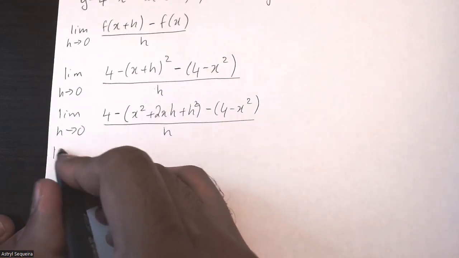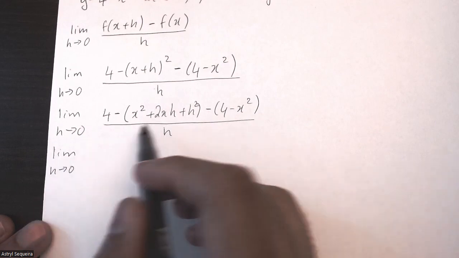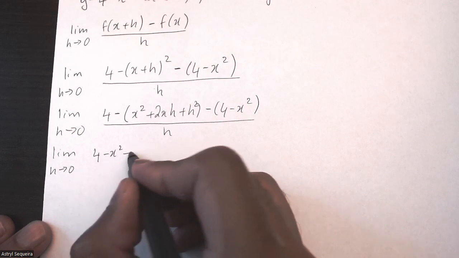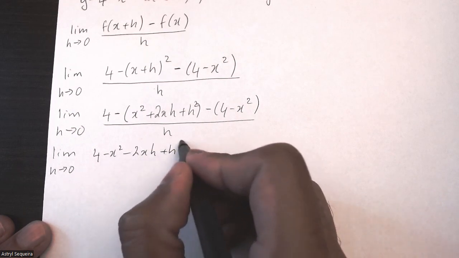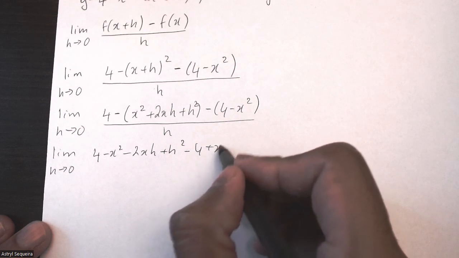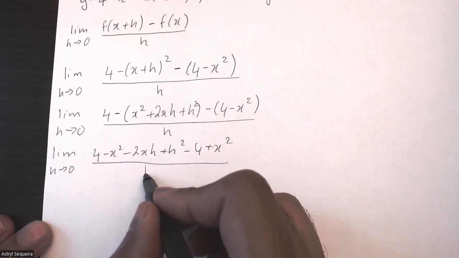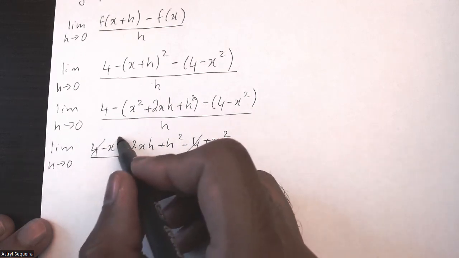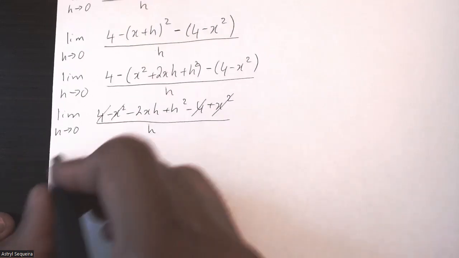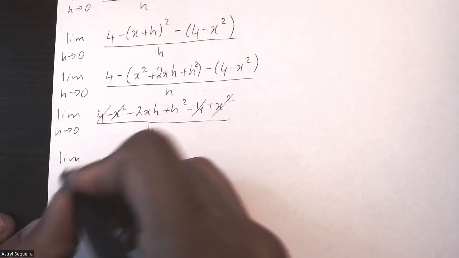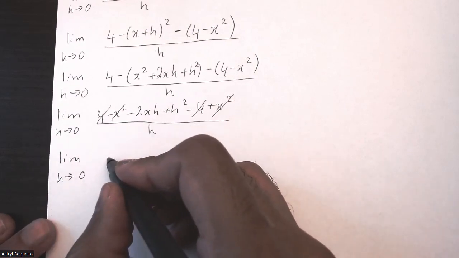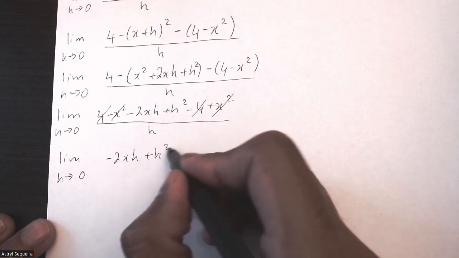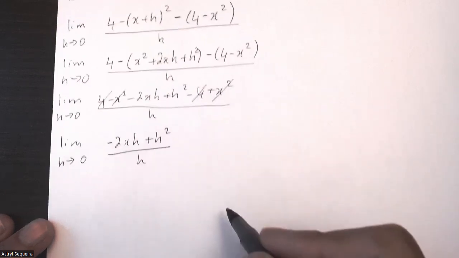The next thing you want to do is distribute these negatives into these brackets. 4 minus x squared minus 2xh plus h squared minus 4 plus x squared divided by h. And then 4 and -4 cancel out. Negative x squared and positive x squared cancel out. So I'm just left with lim h approaches 0, negative 2xh plus h squared divided by h.